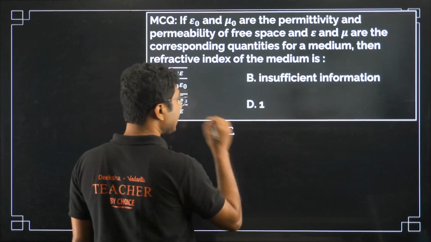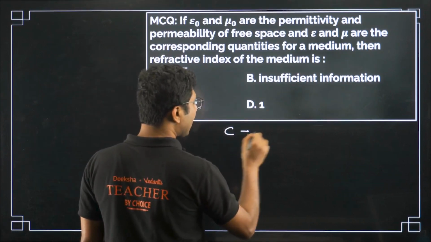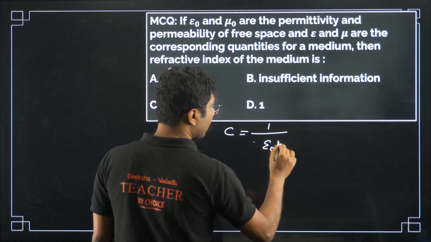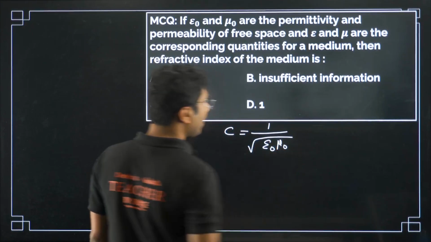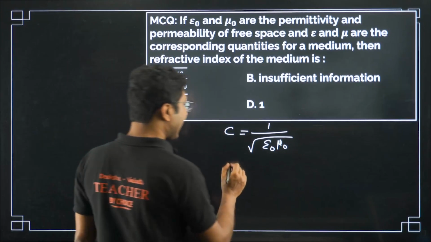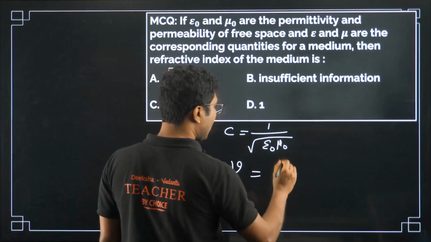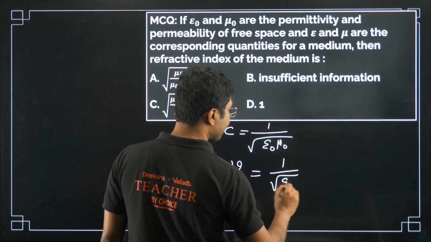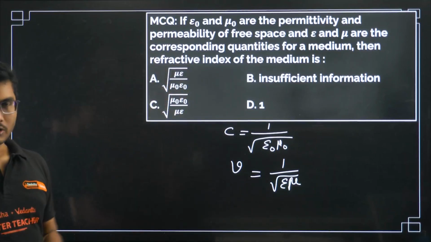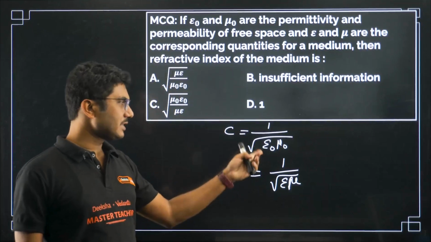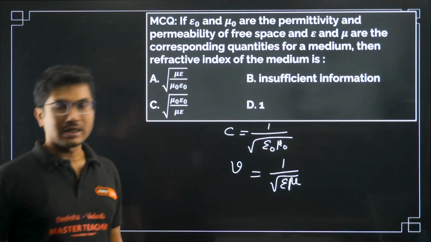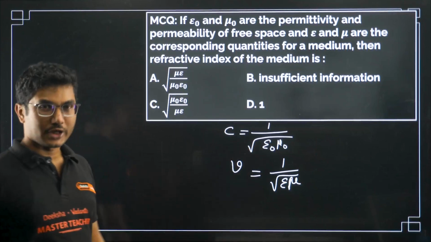That formula is: speed of light is given by 1 by square root of epsilon naught mu naught. This is the speed of light in vacuum. Speed of light in any other medium is given by 1 by square root of epsilon mu. The naughts are only for vacuum or free space, so that's why the speed of light in vacuum is this, and in any other medium it is 1 by square root of epsilon mu.